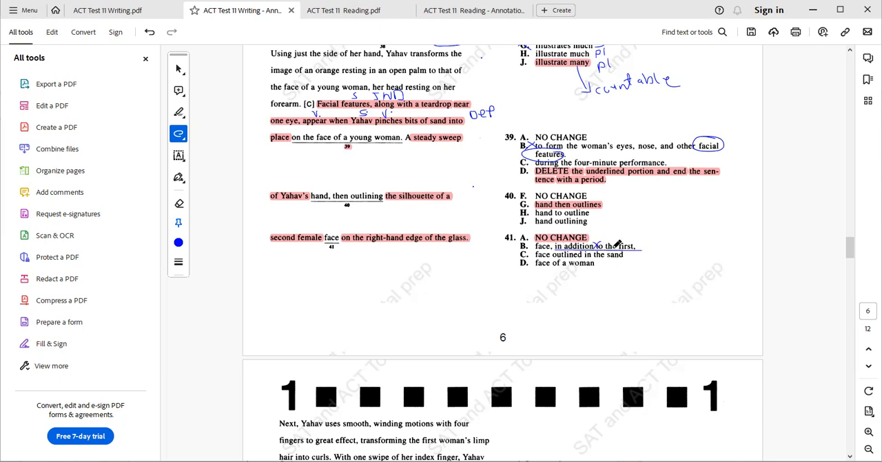Why? Shorter is better. Why am I going to say "in addition to the first"? He already said second. Why am I going to say "in addition"? Face outlined in the sand. He's just telling us that it's outlining. Why would I repeat it? Face of a woman. He said female. So she's a woman. Did female become man? So shorter is better.